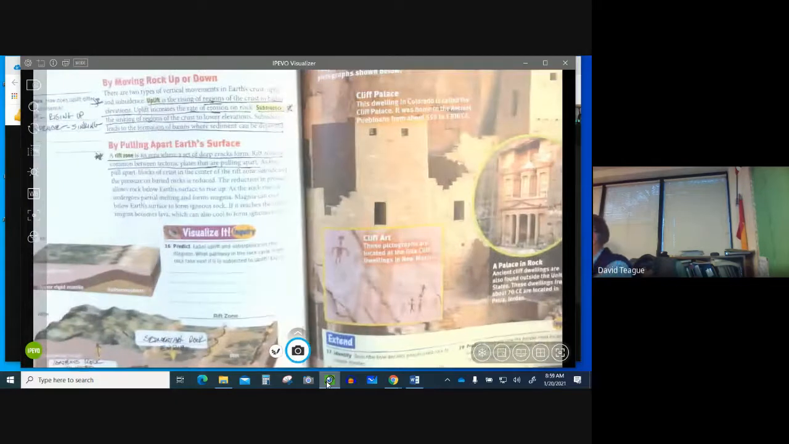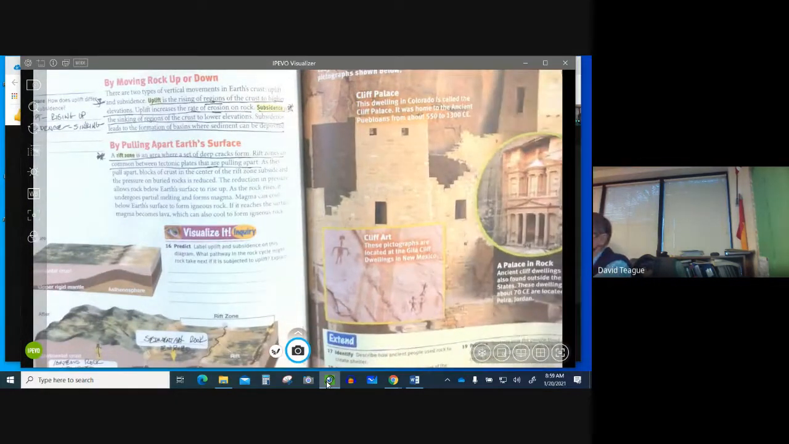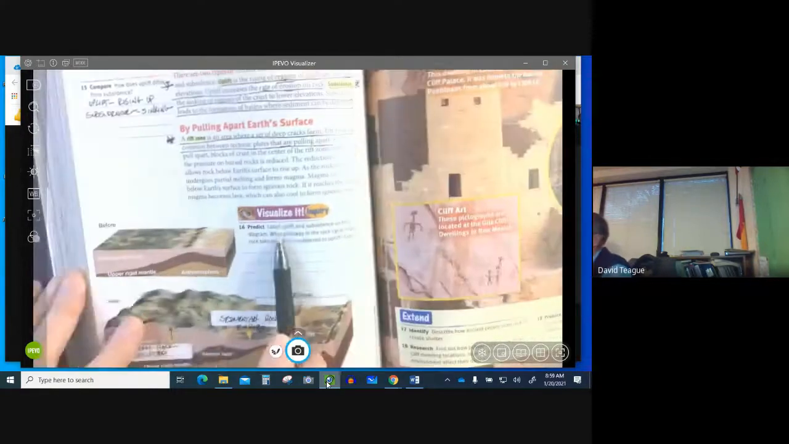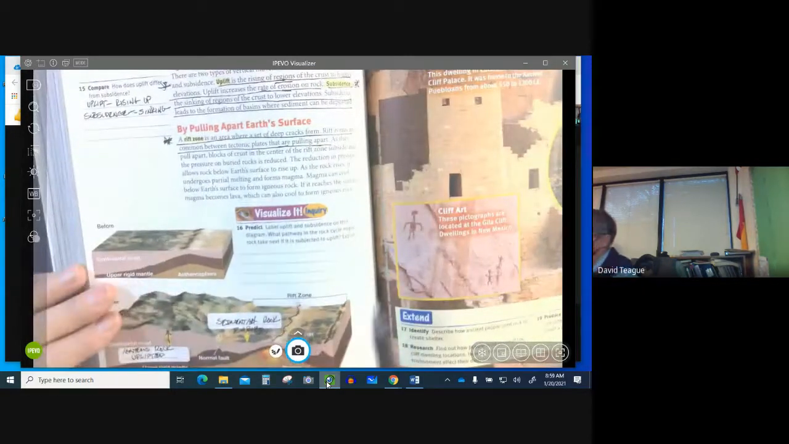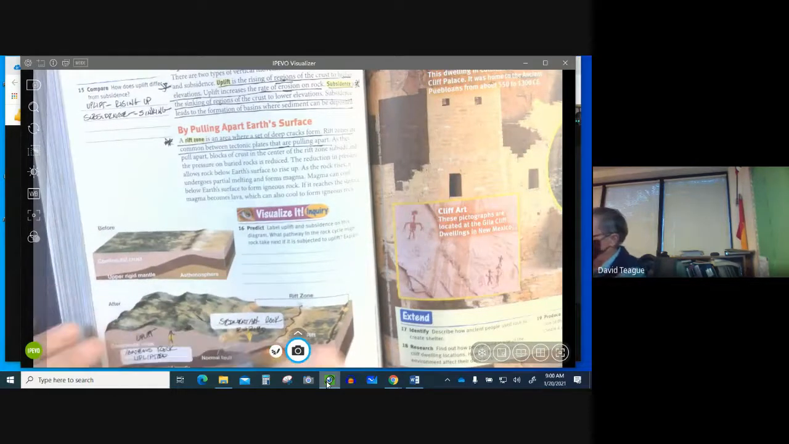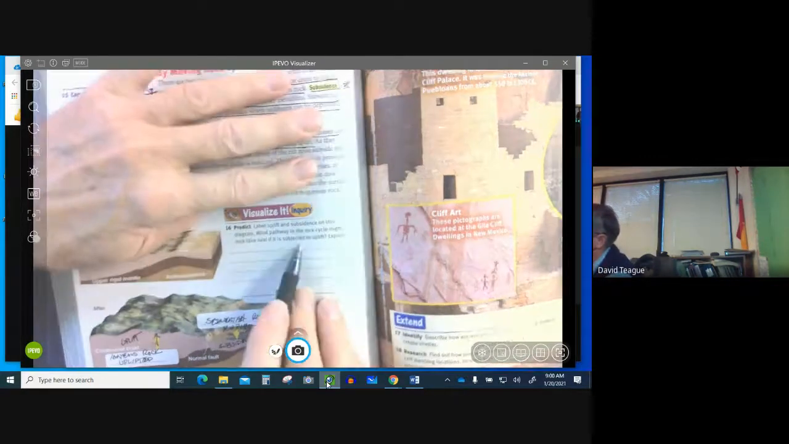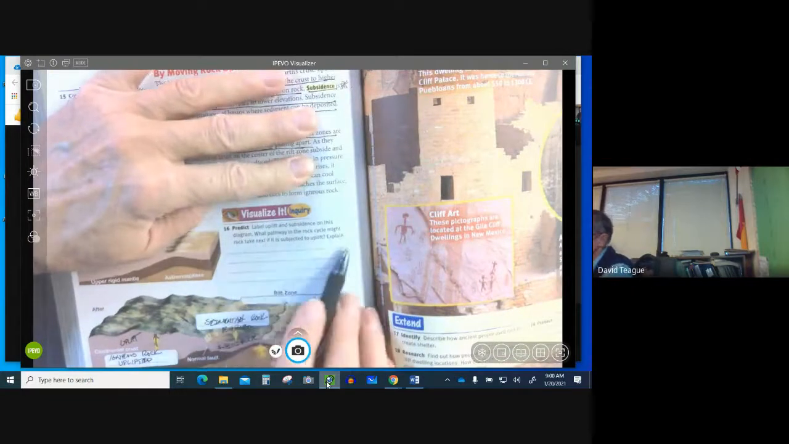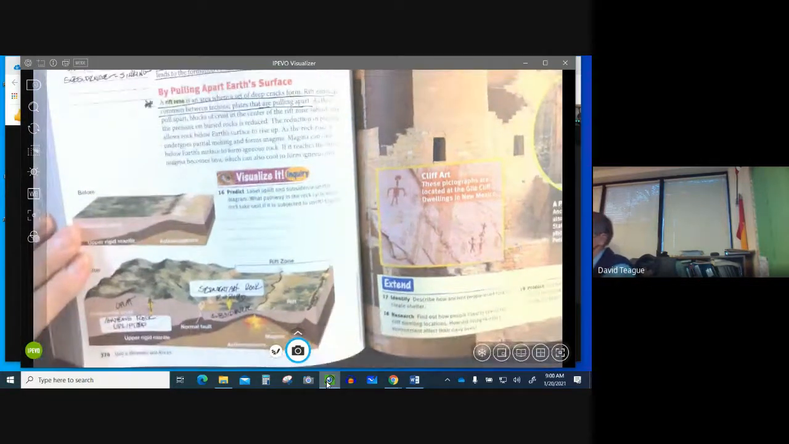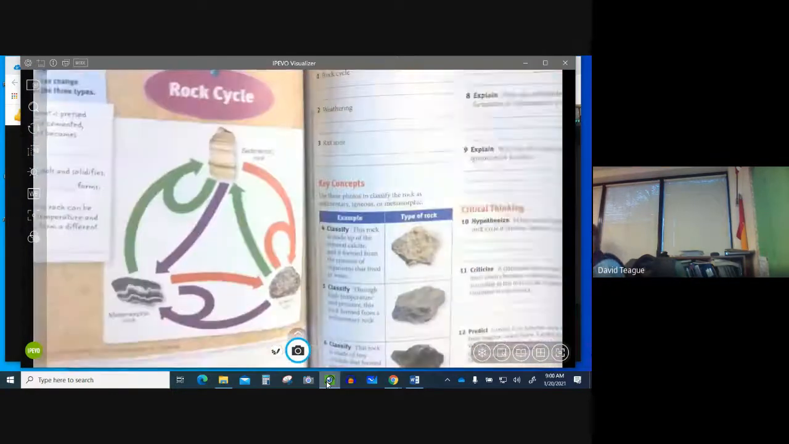Okay, next page, 375. It says label uplift and subsidence on this. Oh, you know what? I should have just done this. Uplift, and this is subsidence. I'm sorry, I messed it up. Which pathway in the rock cycle might the rock take next if subjected to uplift? Right. Okay.